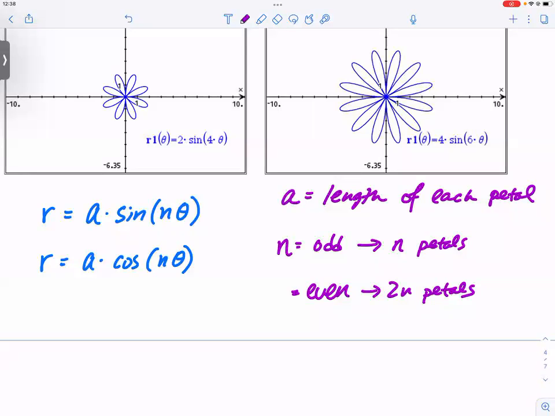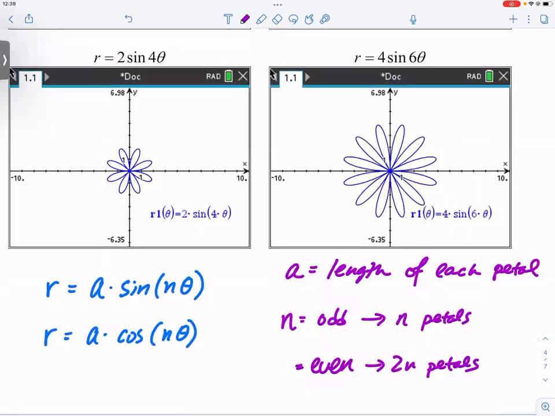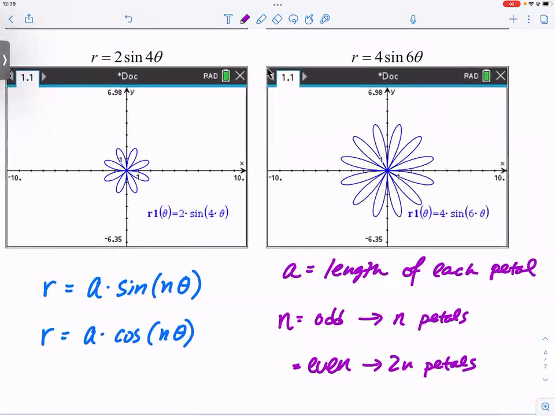So the question is again, how come an odd number would only have n petals, and when n is even, there will be 2n petals? Why not 3n? Why not 4n, but just 2n? I think we need to ask the question. Of course, does it matter much? Not really, but I think it's a good question to ask.